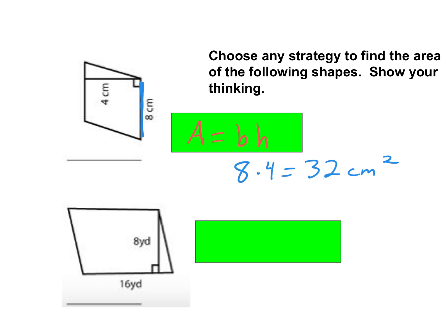Area of a parallelogram is base times height. So in this lower figure, we have a base of 16, a height of 8. So our area, 128 square yards.